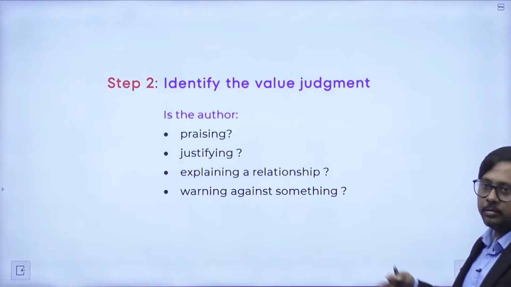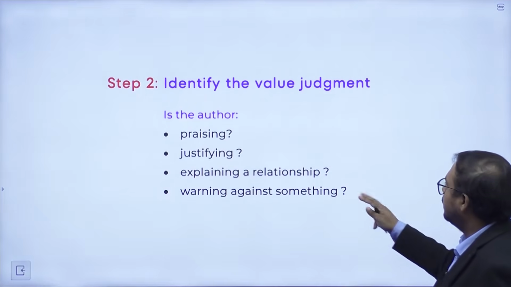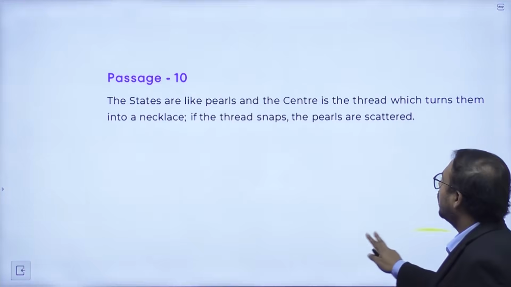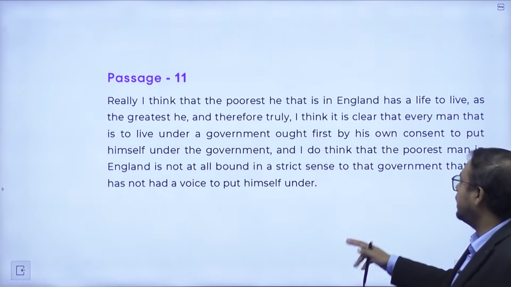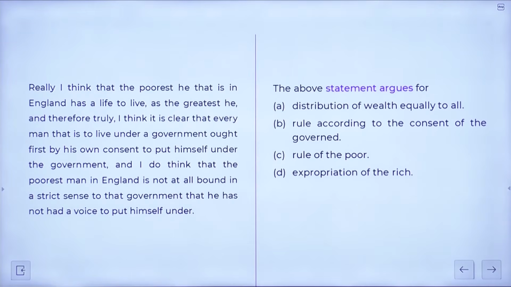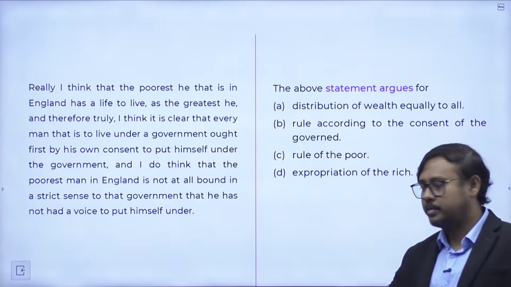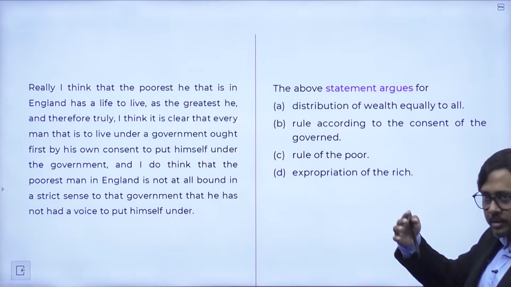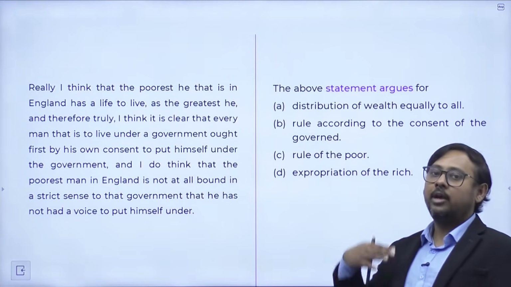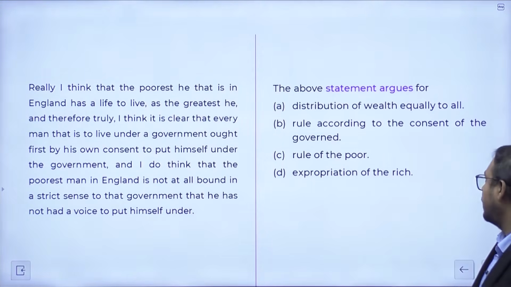What is the author trying to do in this case? Praising it, justifying it, explaining a relationship, warning against something. So it can be other also, right? It is explaining, right? Okay. So options. Right, both rule according to the consent of the governed. It is explaining a concept, and it is like rule according to the consent. I give consent that you govern me. I put myself, okay, into that position.